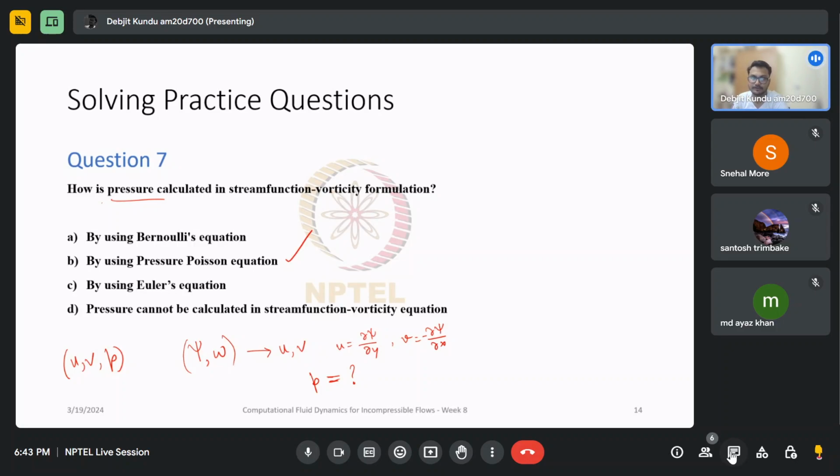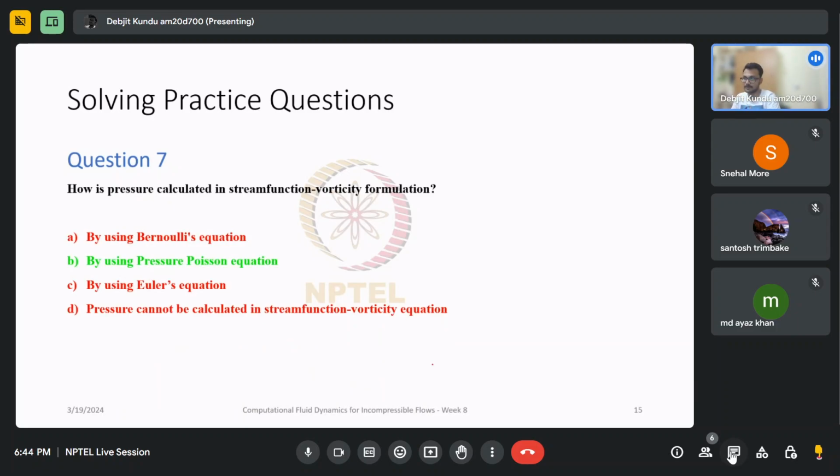Is it calculated using Bernoulli's equation? Is it calculated using the pressure Poisson equation? Is it calculated using the Euler's equation? Or pressure simply cannot be calculated in this form of solution? So let's have a look at the solution. It's actually option B, by using the pressure Poisson equation.